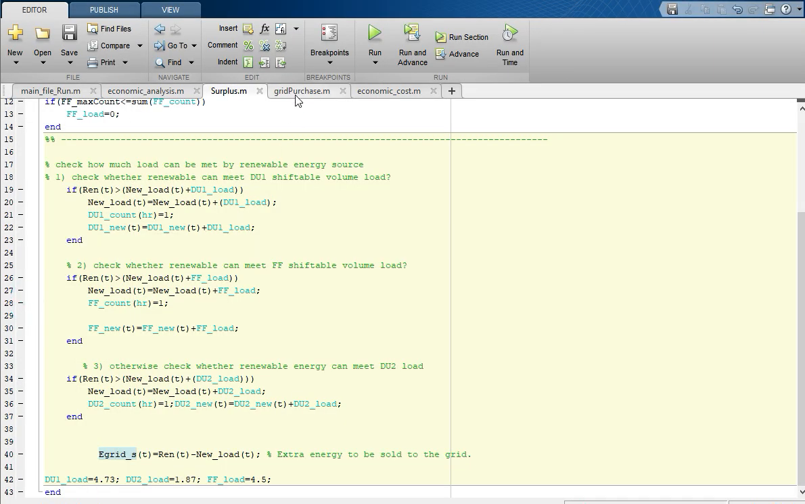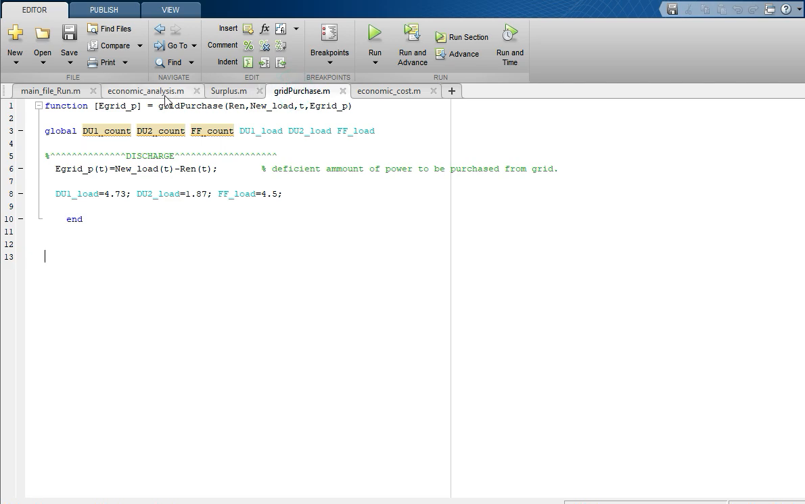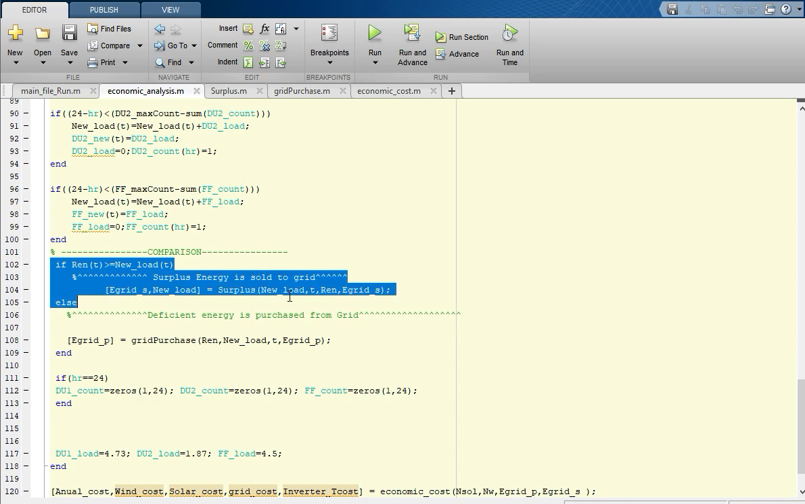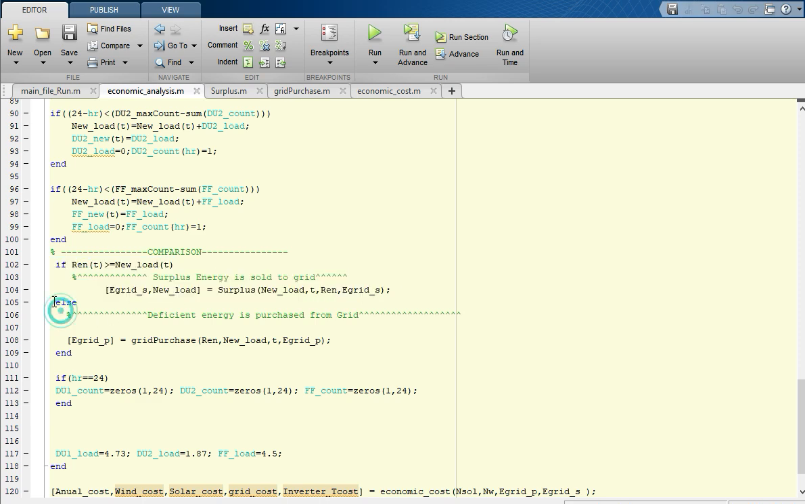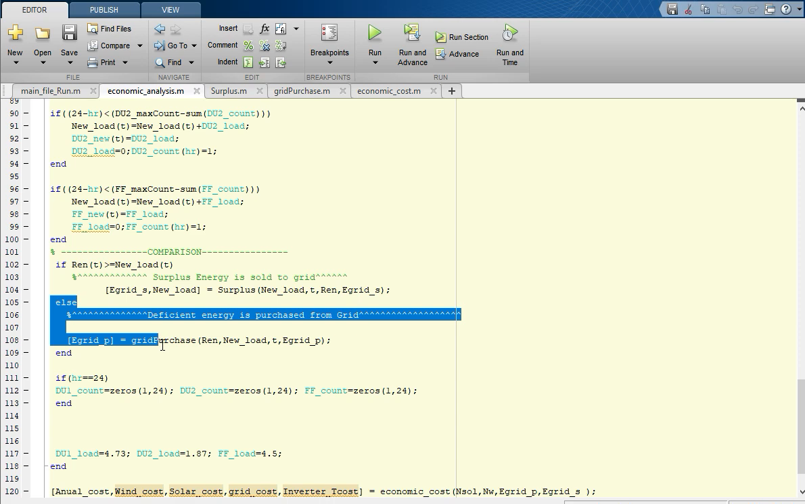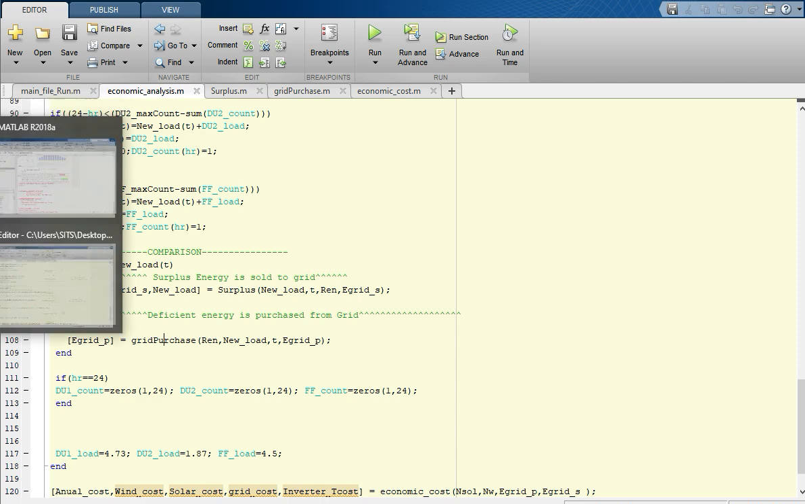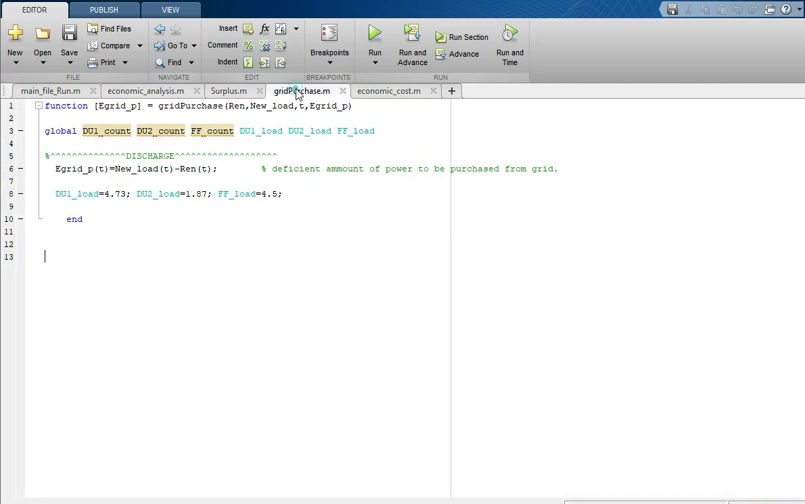Now going towards the grid purchase, because in this main section, if renewable is greater than load demand, then go to surplus, otherwise go to the purchase section. In the purchase section, we have to purchase energy from the grid. We have only one thing there: how much energy has to be purchased from the grid. That is the new managed load required minus whatever is provided by the renewable energy. The difference has to be purchased from the grid.